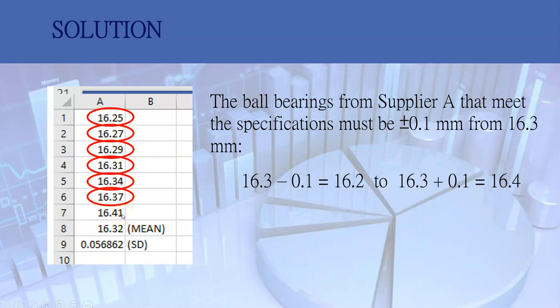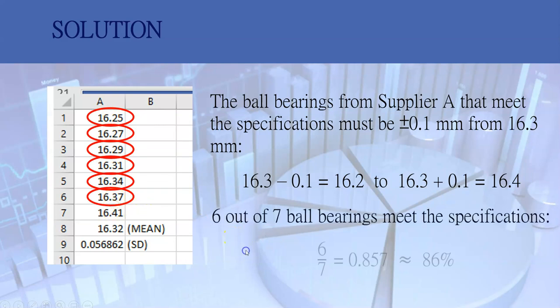So to find the percent that is okay here, we have 1, 2, 3, 4, 5, 6 values that are okay out of 7 total. So I divided that and multiplied by 100, and that gave me about 86%, which meet the specs.